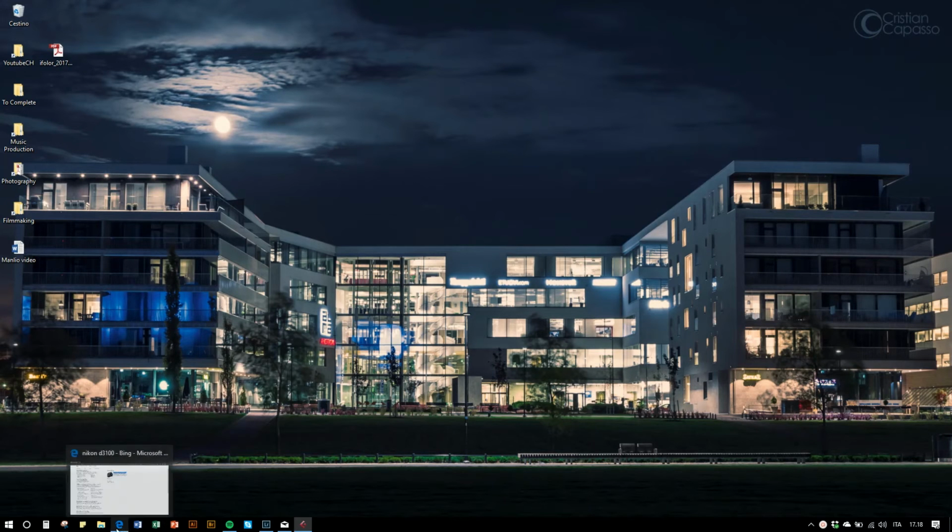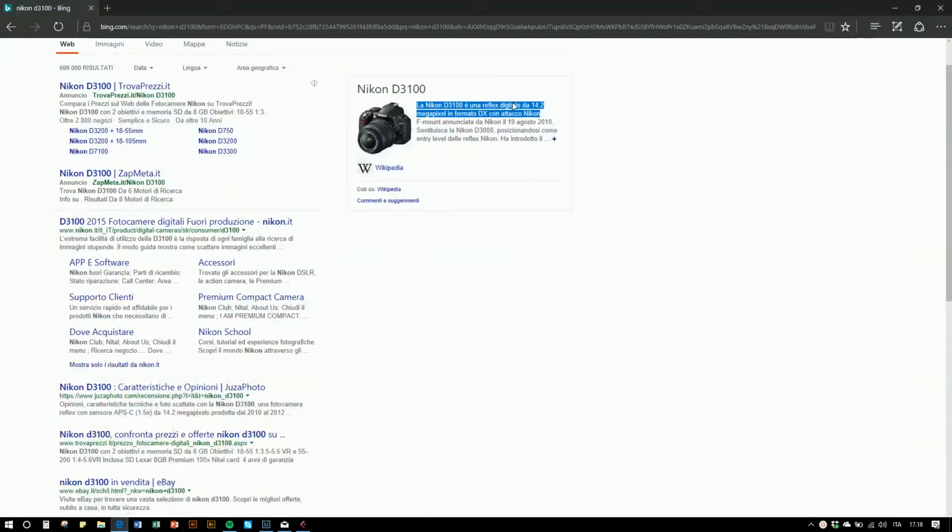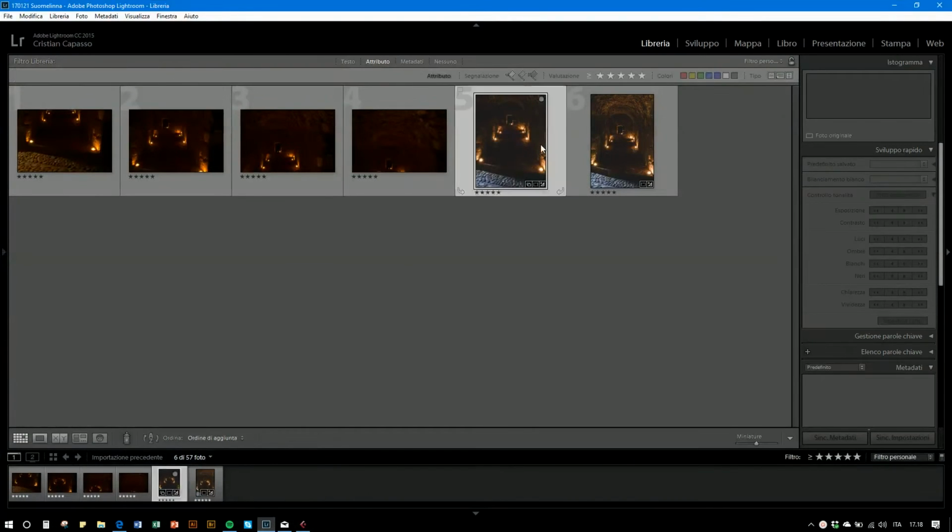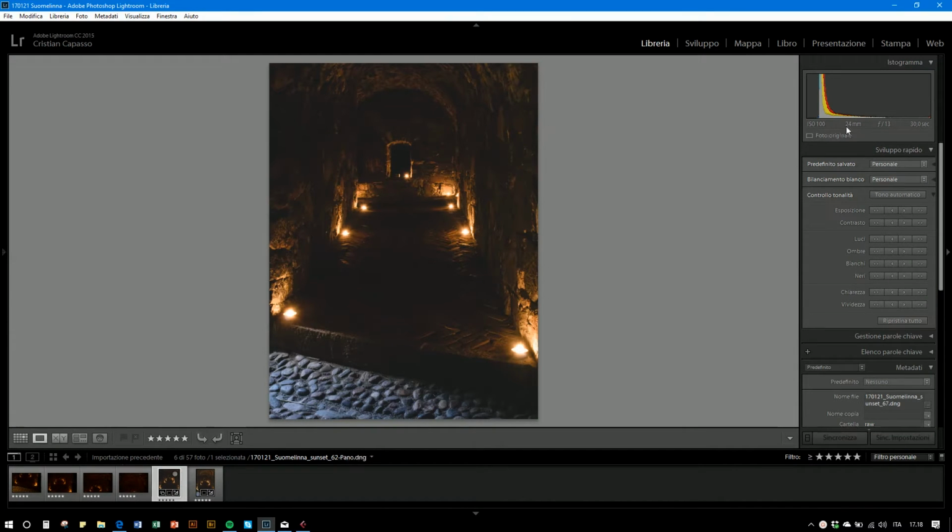I was shooting with a Nikon D3100, which is by default a 14.2 megapixel camera, and I was taking a shot of this scene here. Now, this was shot at 24mm, f13, ISO 100, and I had a megapixel count of 10 megapixels because I needed to crop a little bit to resize, but let's say that my camera can go max at 14.2.